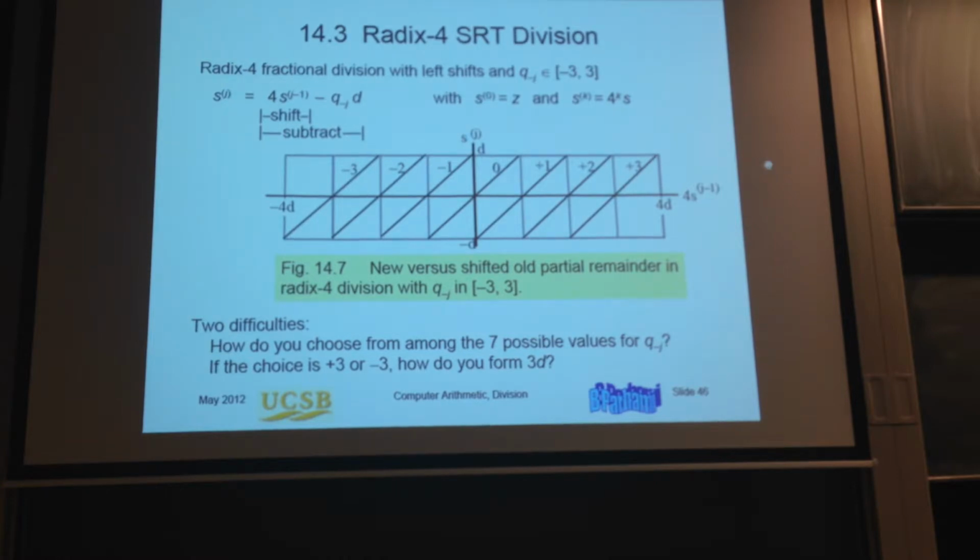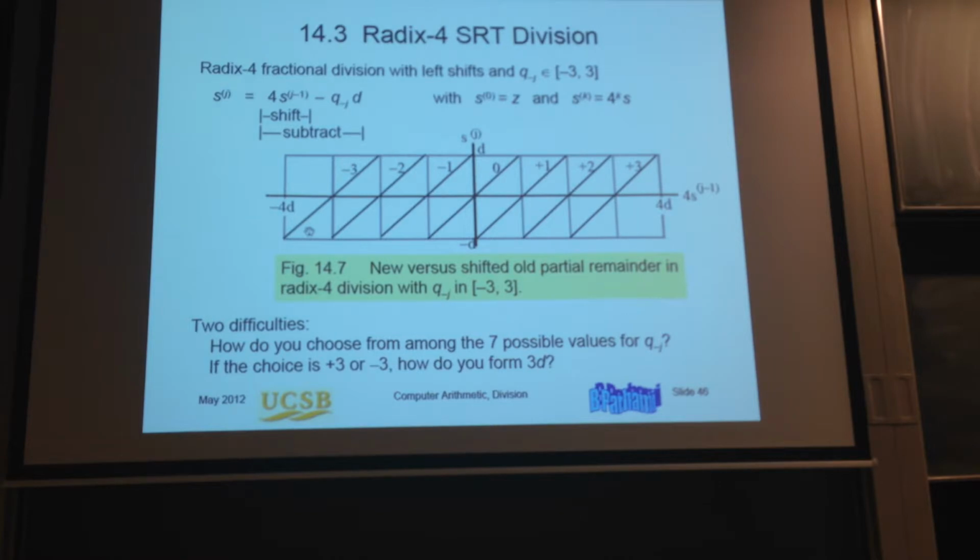If I am, let's say, in this area, I can subtract 3d. Because a subtraction of 3d will bring me into the normalized value. In here, a subtraction of 2d will be good. In here, 1d will be good. In here, I can leave it as it is. In here, I need to do an addition of d. In here, I have to add 2d. And in here, I have to add 3d.